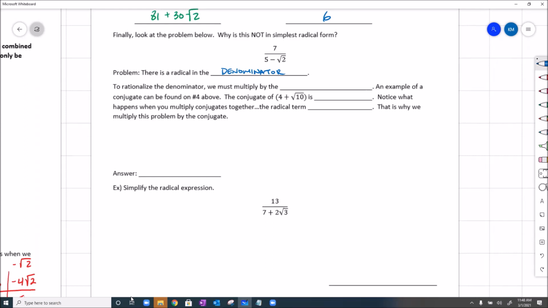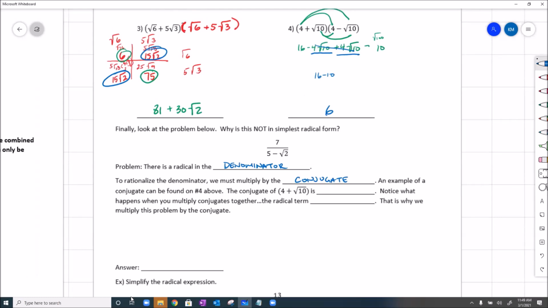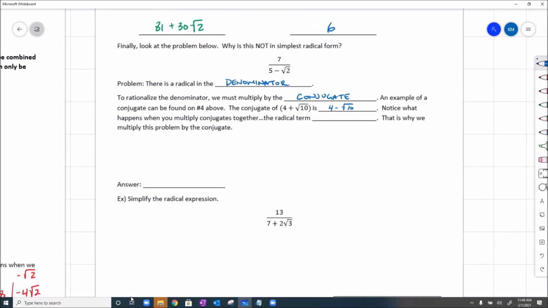Okay, and so to rationalize this denominator, we must multiply by the conjugate. I wanted to say conjunction, and then I knew that was not right. An example of a conjugate can be found in example number 4, up top. 4 plus radical 10 is the conjugate to 4 minus radical 10, okay, and vice versa. Notice what happens when you multiply the conjugates together. The radical term cancels out, or disappears, goes away. Okay, this is why we multiply this problem by the conjugate.